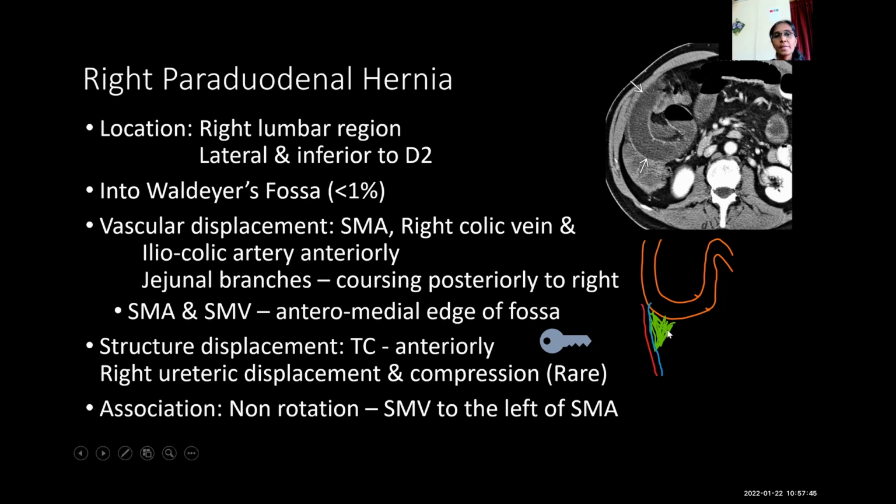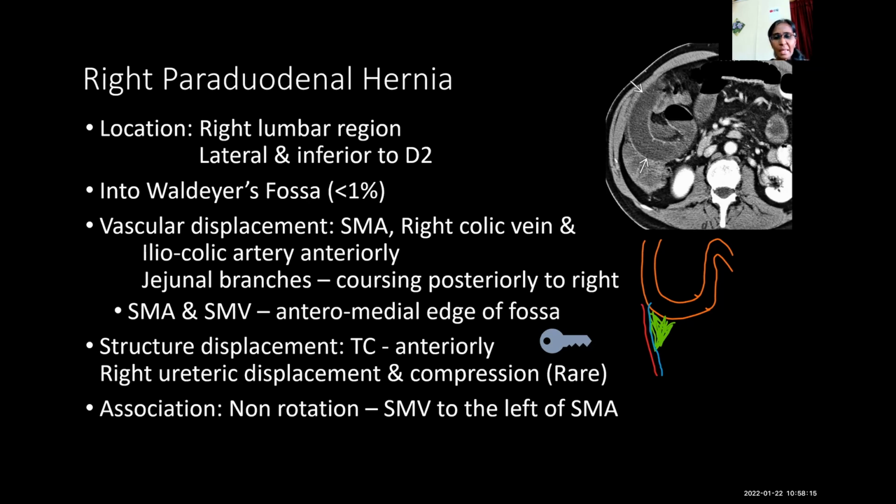So where is our Waldeyer's fossa? It lies sort of at the D2, D3 junction. And again, I have 2 vessels. So we have side, which is the lumbar region. We have vessels, that is the SMA and the SMV. They again lie in the anterior and medial edge of the fossa, because the hernia is going to go through that defect into the retroperitoneum, right? So our vessels, the SMA and the SMV, can be in the anterior edge of the fossa, right?